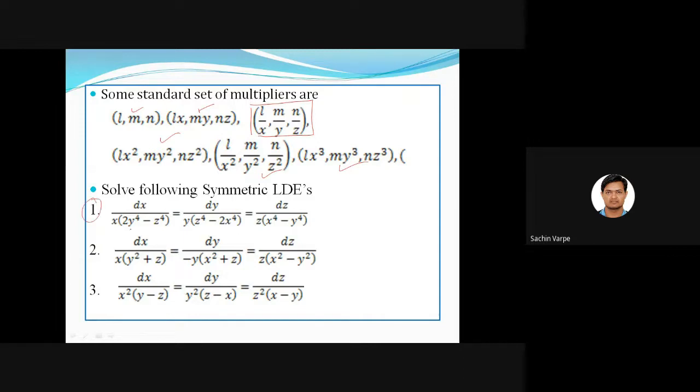For example, you can see in the first question, this is of the form dx upon x into (2y raised to 4 minus z raised to 4) is equal to dy upon y into (z raised to 4 minus 2x raised to 4) is equal to dz upon z into (x raised to 4 minus y raised to 4). So if we try the method of grouping, is it possible to eliminate the third variable? If I equate the first two ratios, what is the third variable? z, right? And is it possible to eliminate this z completely from these ratios by the method of grouping?